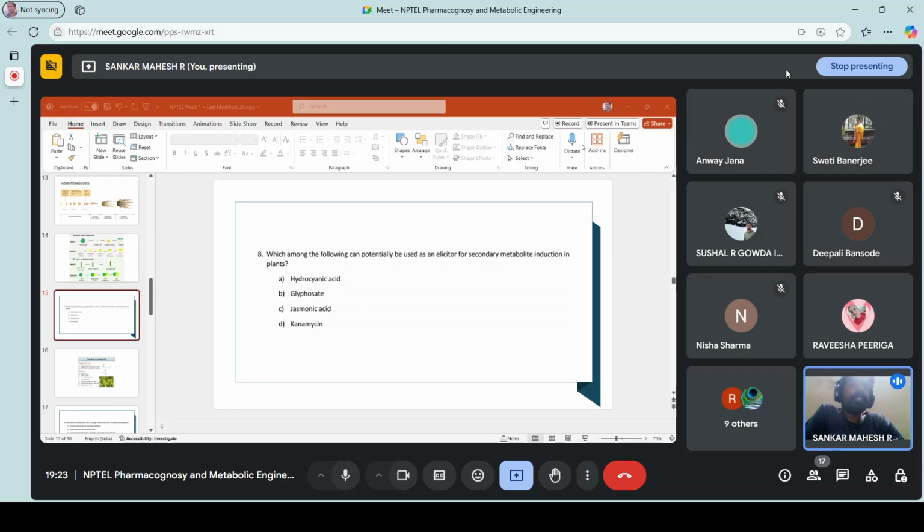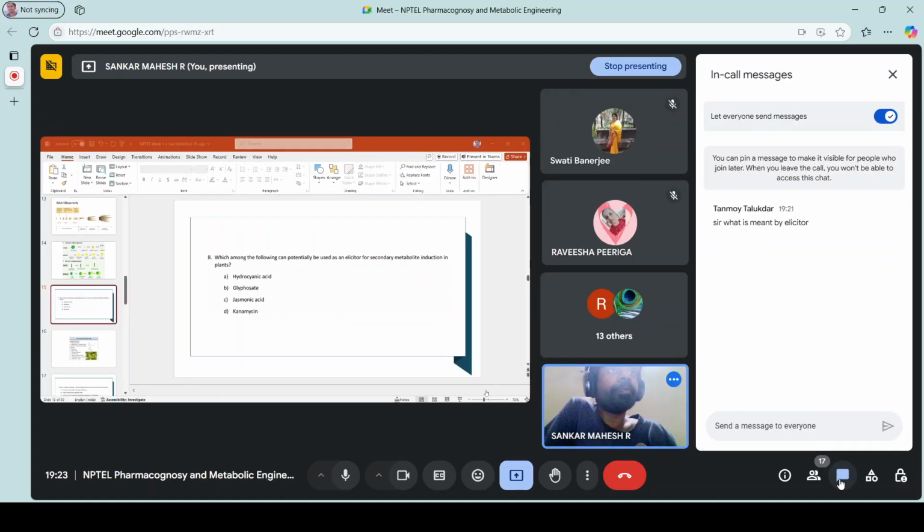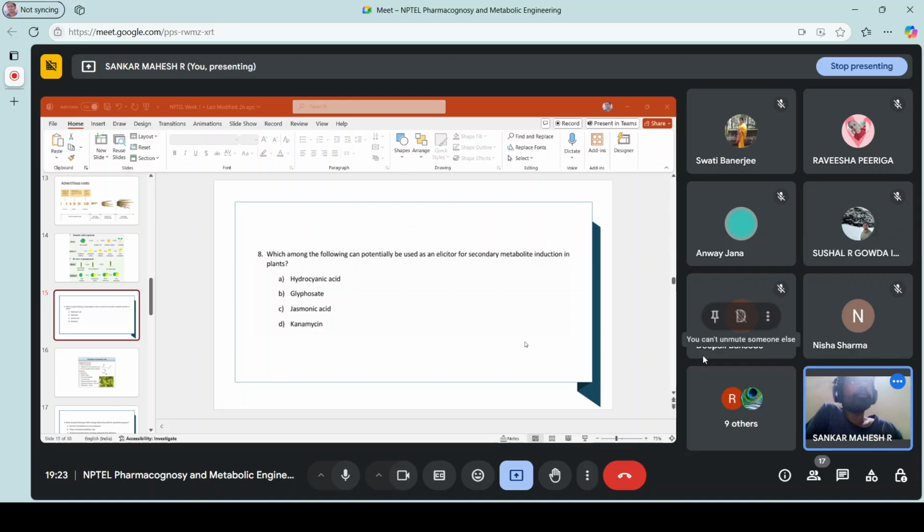So, elicitors are small molecules. What these small molecules do is, in response to a particular environmental stimulus, they go and allow expression of certain genes. And these genes are responsible for your secondary metabolite production. And these secondary metabolites act in response to that environmental stimulus. So, could you get that, Tanmoy? Okay, good. Now we look at what properties, based on the options given here, can allow a molecule to be an elicitor.